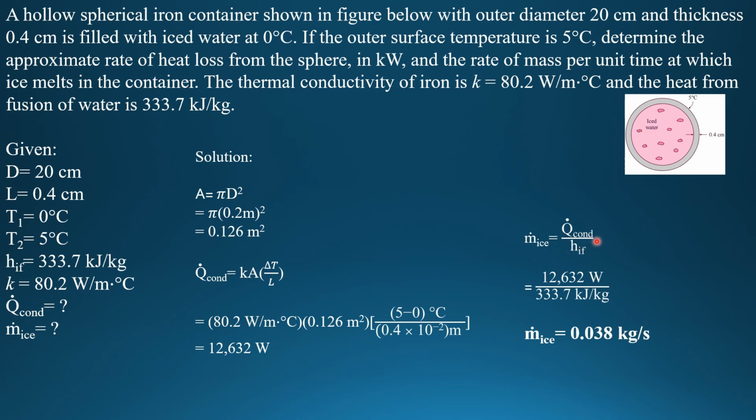Lastly, we'll be solving for our mass of the ice per unit time that is equal to the heat of the conduction per unit time over the h_if, or the heat of fusion of water. So we'll be substituting the values. We have here 12,632 watts over 333.7 kilojoules per kilogram. And now we have our mass of the ice per unit time that is equal to 0.038 kilograms per second. And that is the final answer.